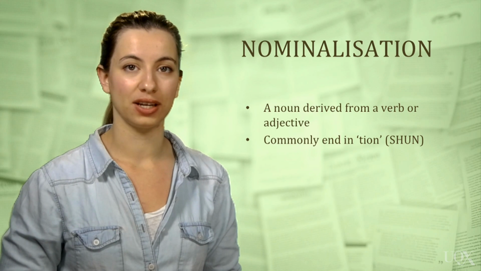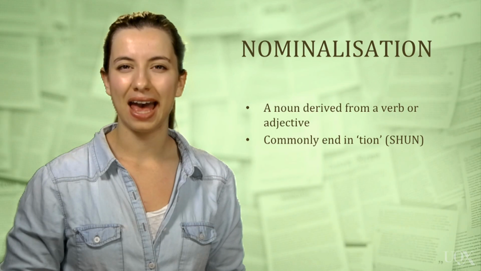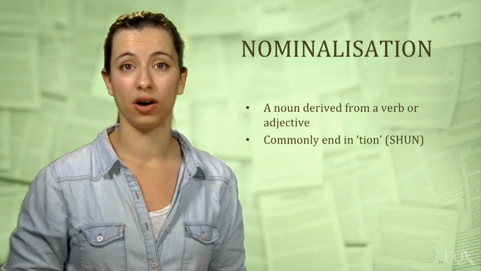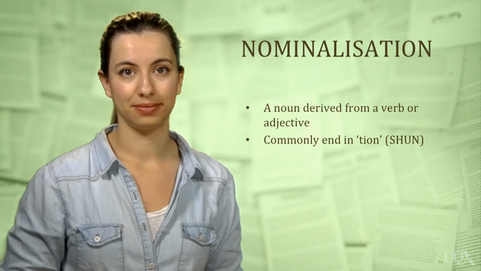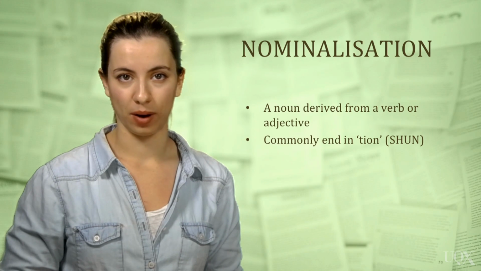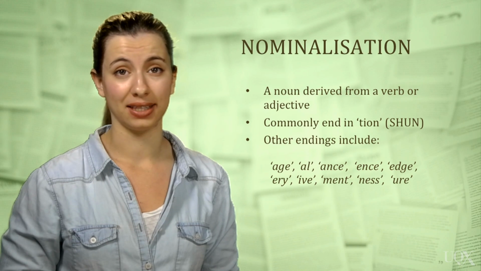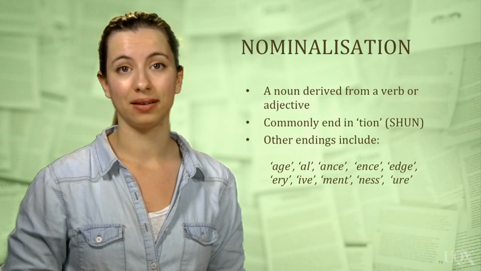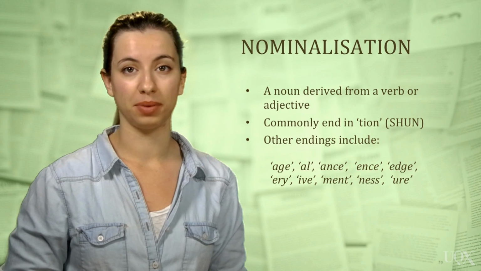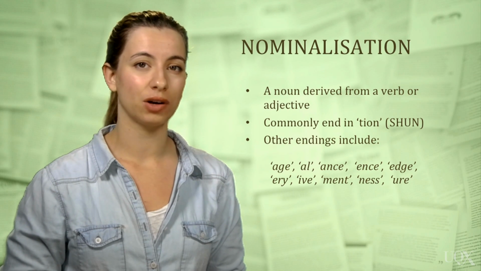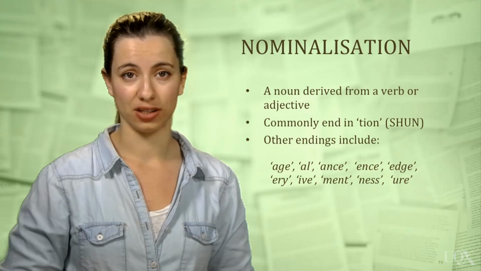A nominalization is a noun derived from a verb or an adjective. These heavy nouns are sometimes called shun words because they commonly end in tion, shun. There are several other endings to be wary of, such as age, al, ance, ence, and many more. More often than not, the heavy noun can be replaced by a verb. Others require a bit more lexical dexterity to avoid awkward nominalizations.